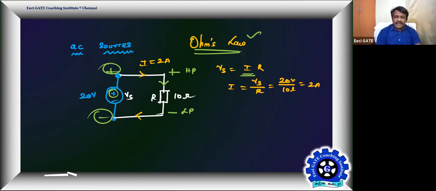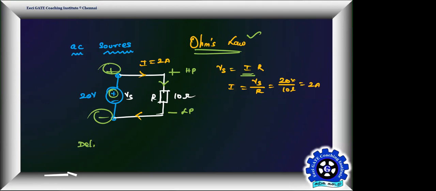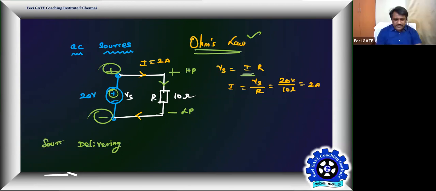Now the next question is, tell me who is delivering power, who is absorbing power. In the given circuit, who is delivering power? Voltage source. Source is delivering power. Who is absorbing power? That's a passive element, the resistor.